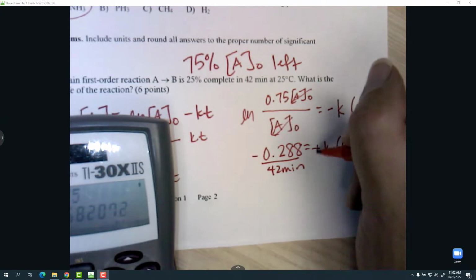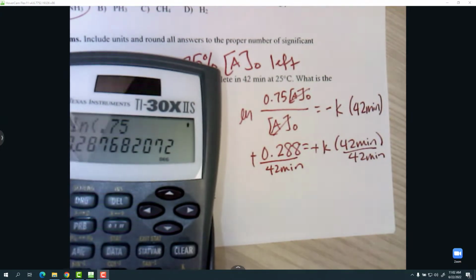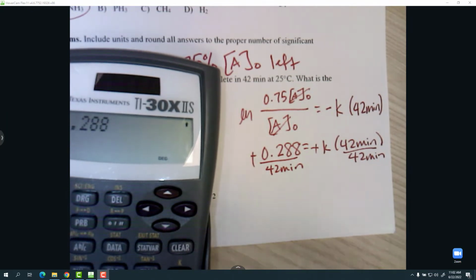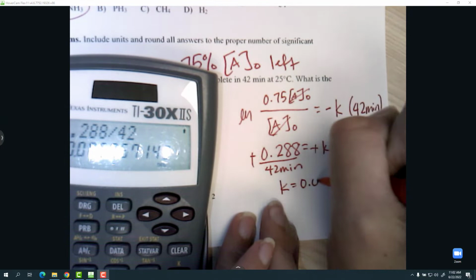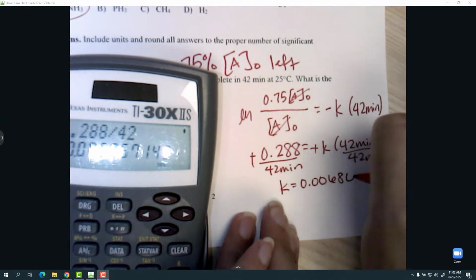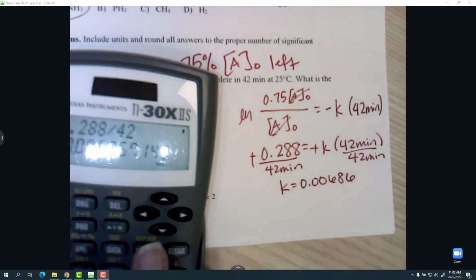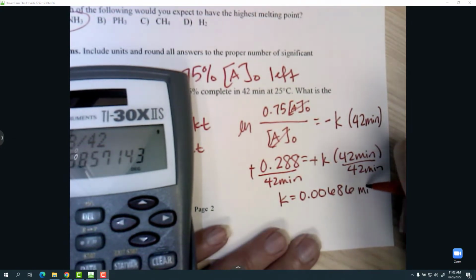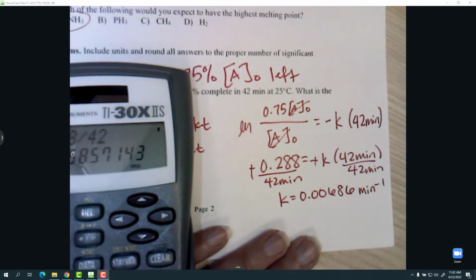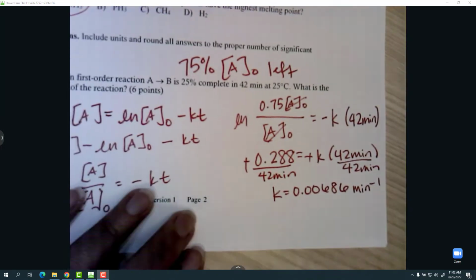The negatives cancel. And so I can do the negative 0.288 divided by 42. So 0.00686. And that would be inverse minutes for the unit. That's K. It's not asking for that. It's asking for the half-life.